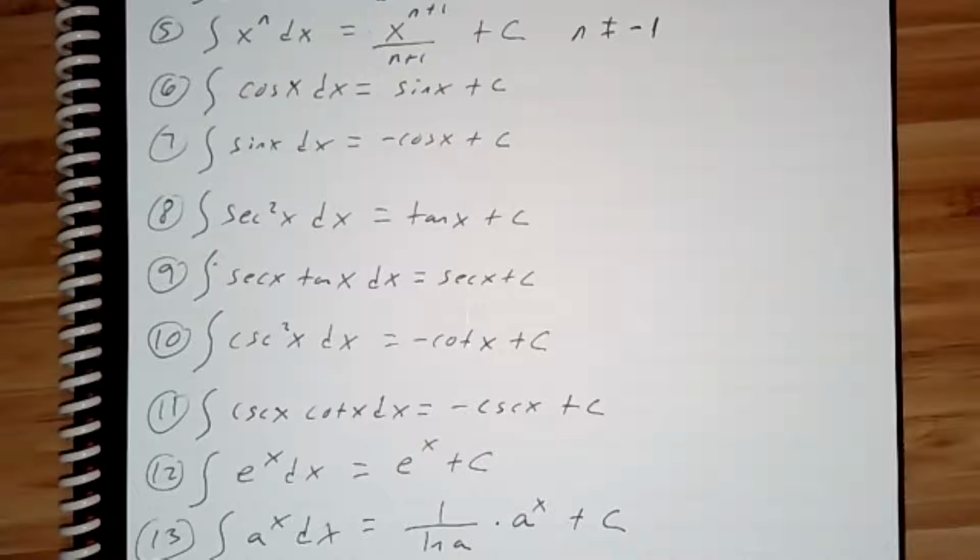In number 13, you have 1 over ln a times a to the x plus c. All right. Let's start some examples.